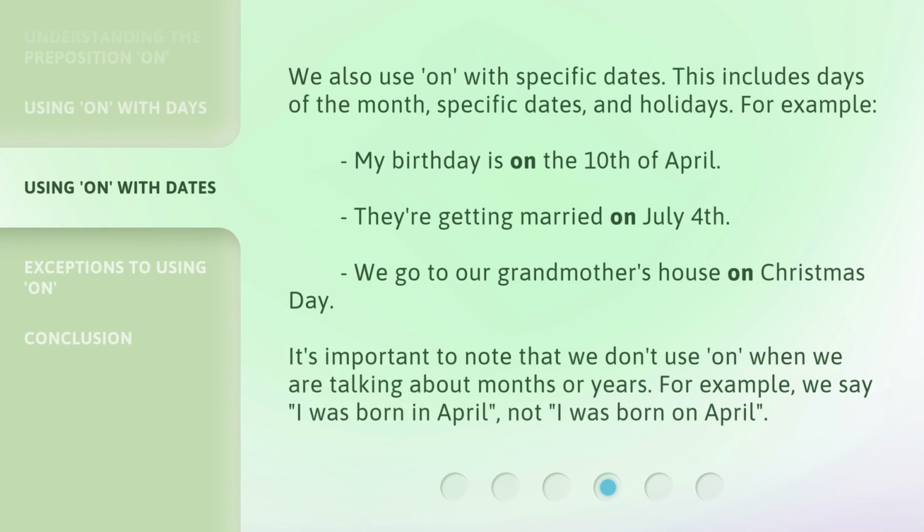We also use on with specific dates. This includes days of the month, specific dates, and holidays. For example, my birthday is on the 10th of April. They're getting married on July 4th. We go to our grandmother's house on Christmas Day. It's important to note that we don't use on when we are talking about months or years. For example, we say, I was born in April, not, I was born on April.